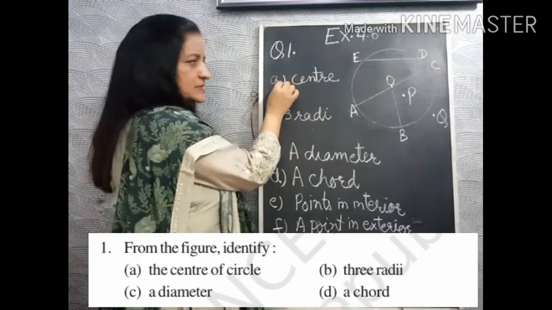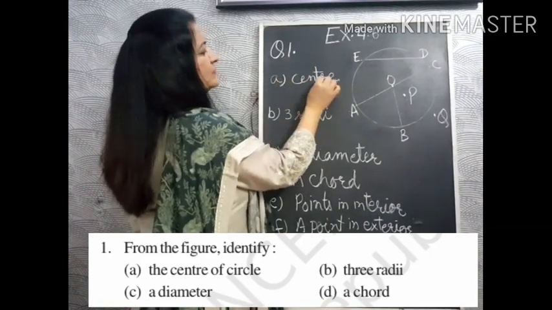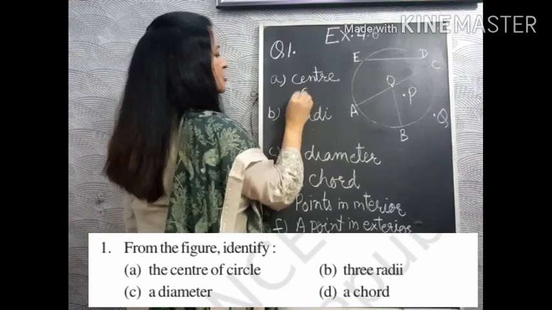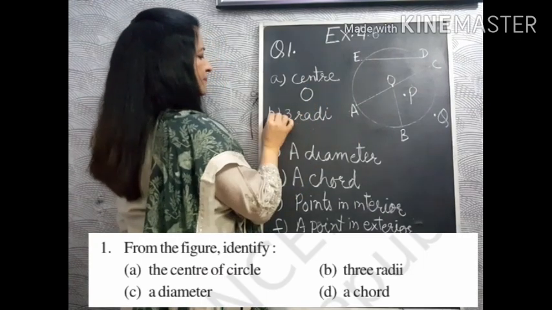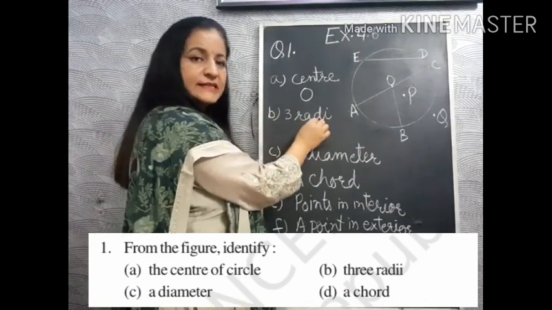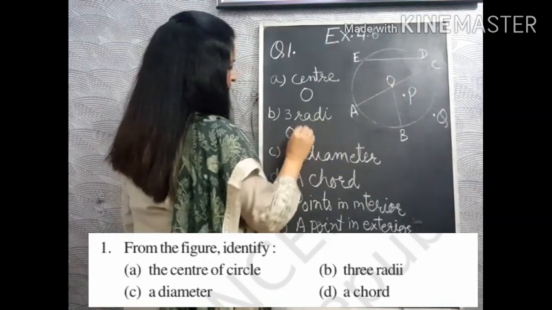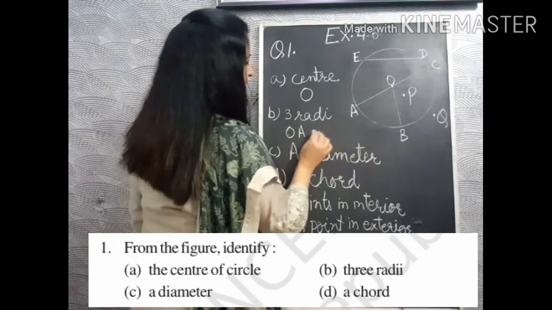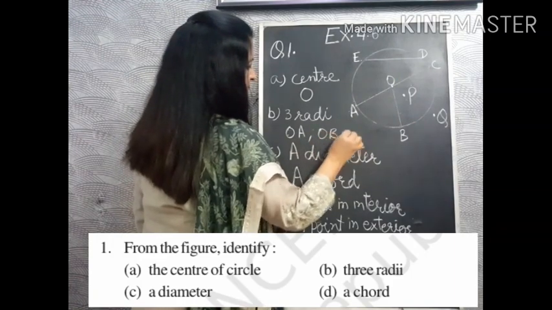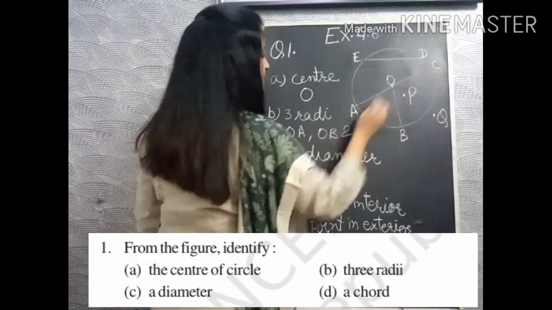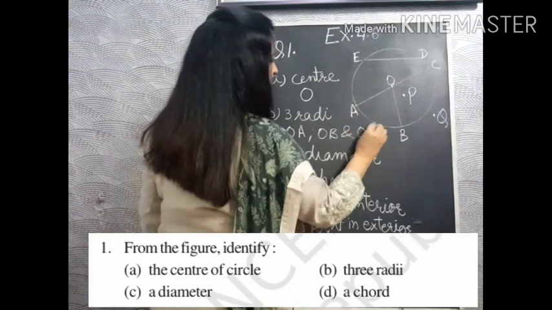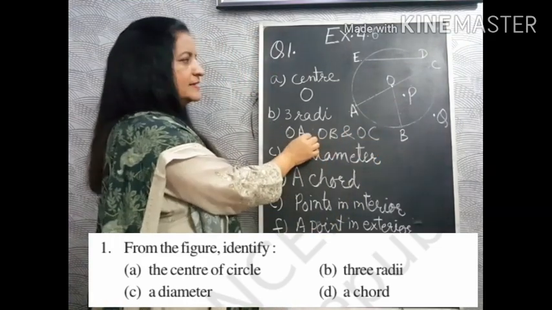Question number 1, part A. You have to name the center. That is, your answer is O. B part is name 3 radii. 3 radii are OA, OB and OC. These are the 3 radii.